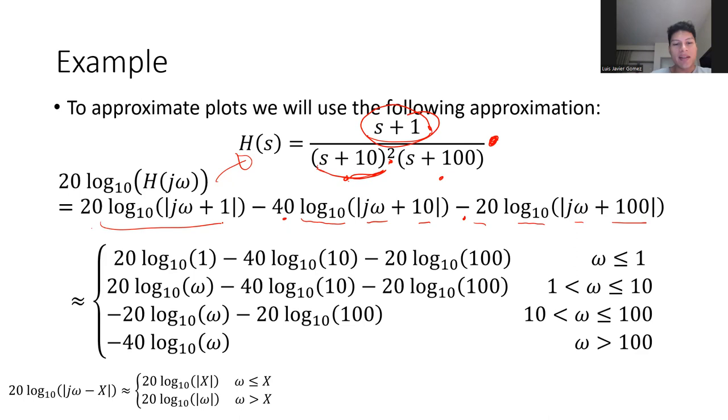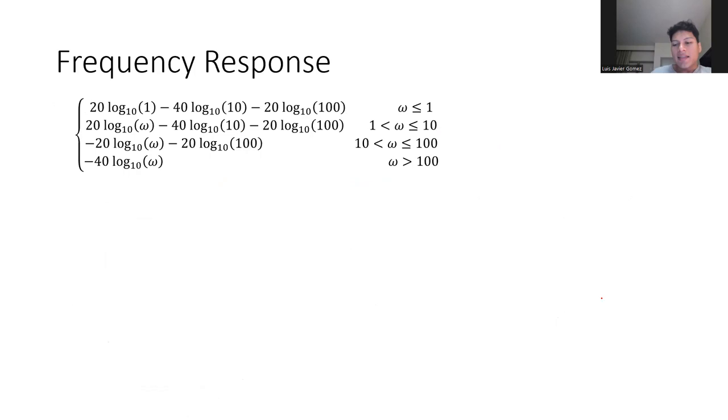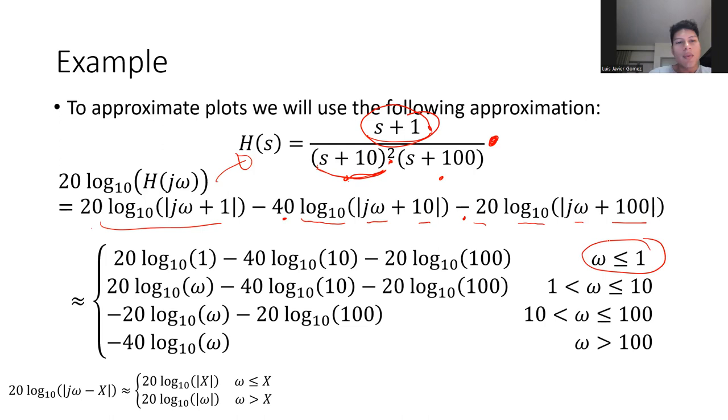So let's assume that omega is less than 1. How would you approximate this if omega is less than 1? Based on the approximation that we said we're going to use, which one do you keep, the 1 or the j omega? You keep the 1. Then for the others, you keep the 10 and the 100, because they are greater. So that's how we get this expression here. Whenever omega is less than 1, we're always using this approximation for each term.